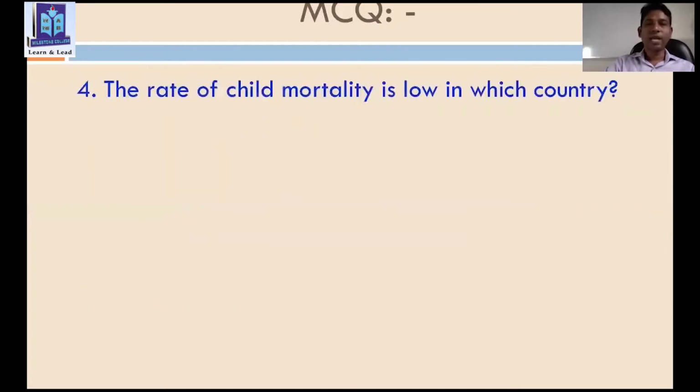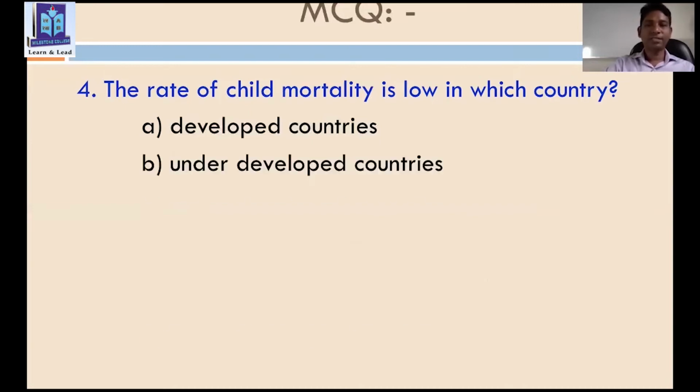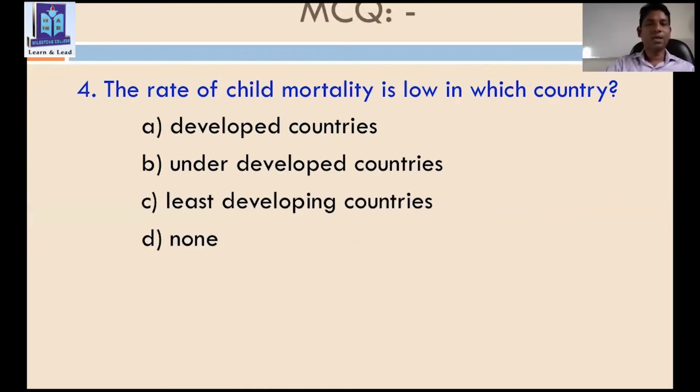Now, question number 4. The rate of child mortality is low in which country? Who can say? The developed countries, the underdeveloped countries, the less developing countries, and none. Who can say the answer? Very good. Thank you very much. Here is the answer: developed countries. Thank you.